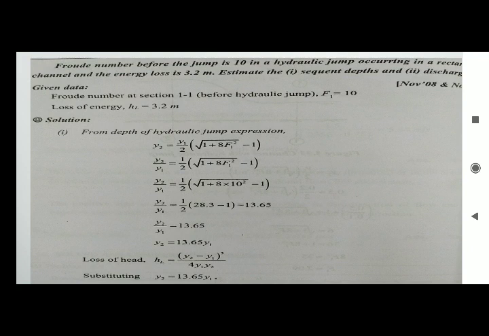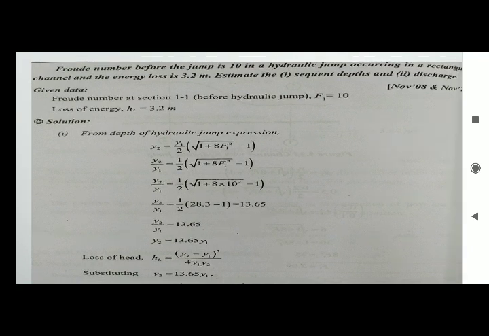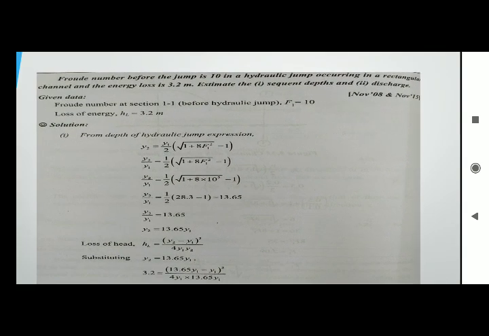Here is another problem, which is asked in universities. Reading the problem: the Froude number before the jump, Fn1, is given as 10. A hydraulic jump occurs in a rectangular channel and the energy loss is 3.2. Here the energy loss is given, so the head loss formula applies. Estimate the sequent depths, meaning y1 and y2, and the discharge. Here they didn't give anything else, they only gave Fn1.